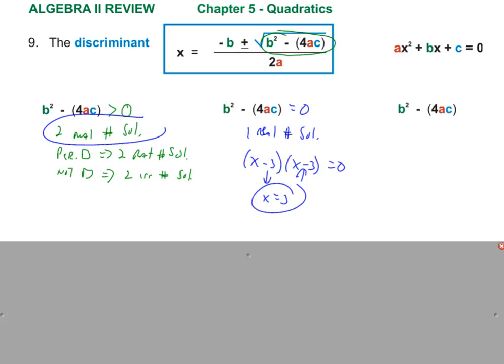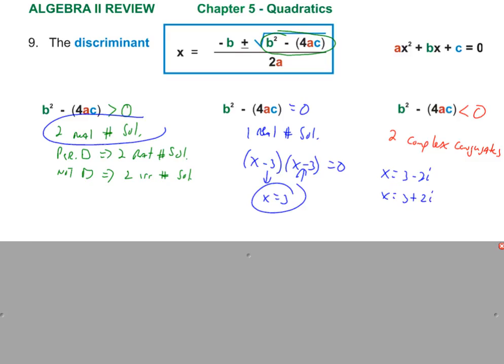Okay? The third scenario is when you get a negative number, right? Less than 0. And in this case, remember, you're going to take the square root of a negative quantity. When you take an even root of a negative quantity, you always get imaginary numbers. So we say 2 complex conjugates. For example, if one answer was x equals 3 minus 2i, then the other root is always x equals 3 plus 2i. Those two are conjugates.